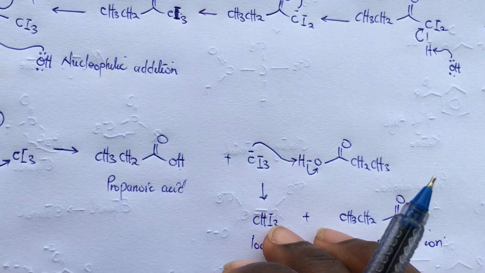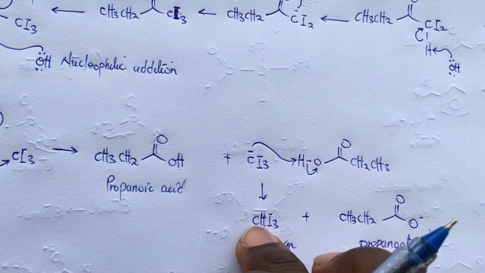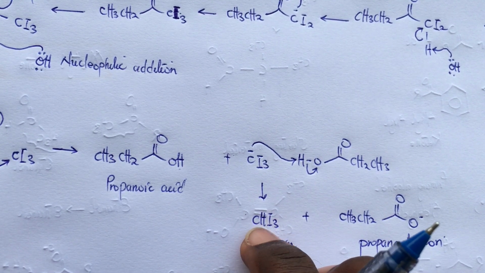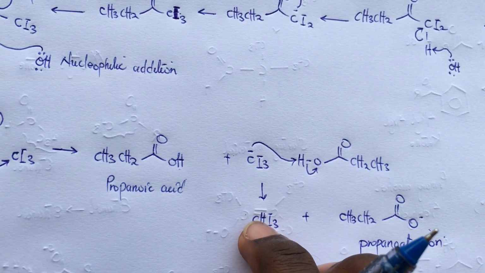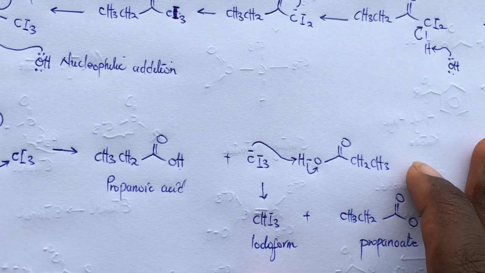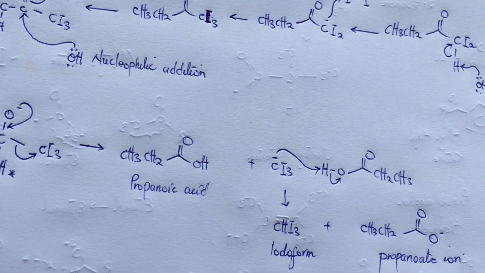This happens because of the presence of the methyl ketone. This carbon is arising from the alpha carbon of what is called the methyl ketone. So without this alpha carbon and the alpha hydrogens, you will not be able to form your iodoform. So that brings us to the end of our iodoform reaction.